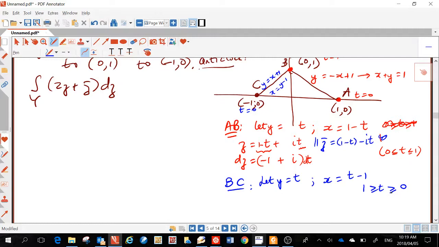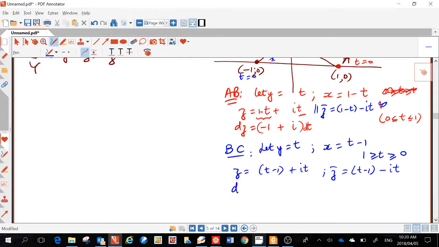But the direction, because of the anti-clockwise stuff, we have to go like that. So then z is x plus iy, so it's t minus 1 plus it. Obviously, z bar is t minus 1 minus it. And then dz will be, differentiate the first one, it's 1 plus i dt.